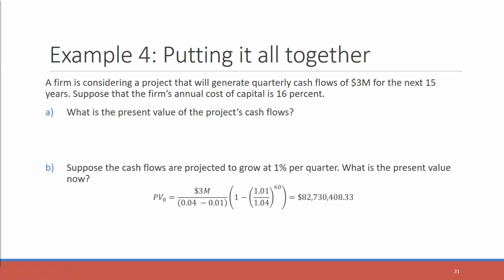Hopefully, when you solve Part A and compare it to Part B, you'll notice that the answer in Part B is bigger than the answer in Part A, as it should be. If the project's cash flows are growing at a rate of 1% per quarter, it should have a higher present value than if those cash flows aren't growing at a rate of 1% per quarter.